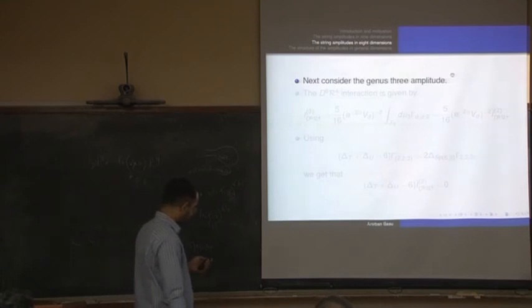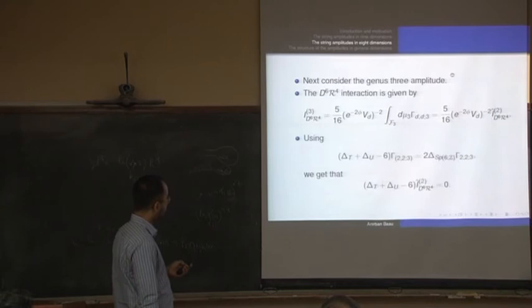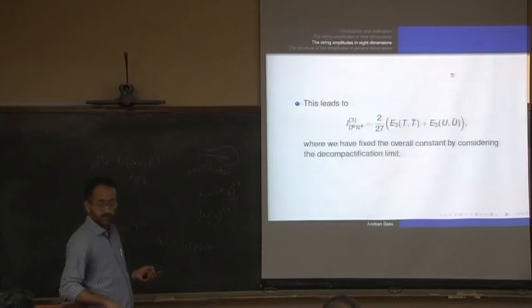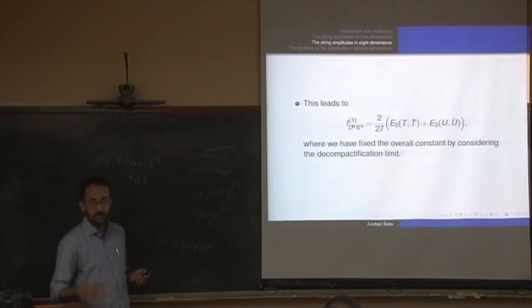So now let me look at the genus 3 amplitude. This is the genus 3 expression here, and again the boundary contribution vanishes, and you get this answer. It's a nice answer.